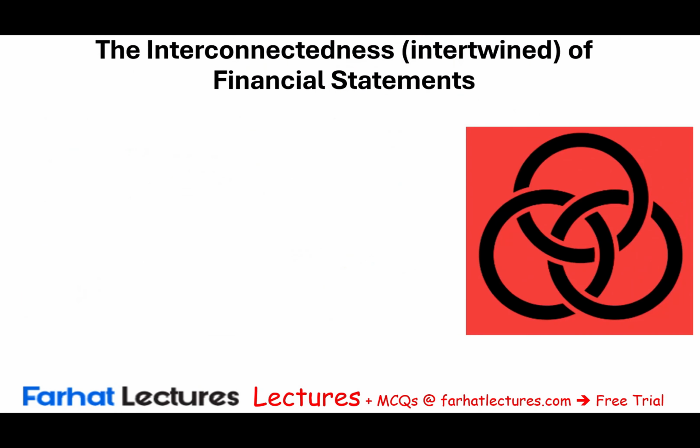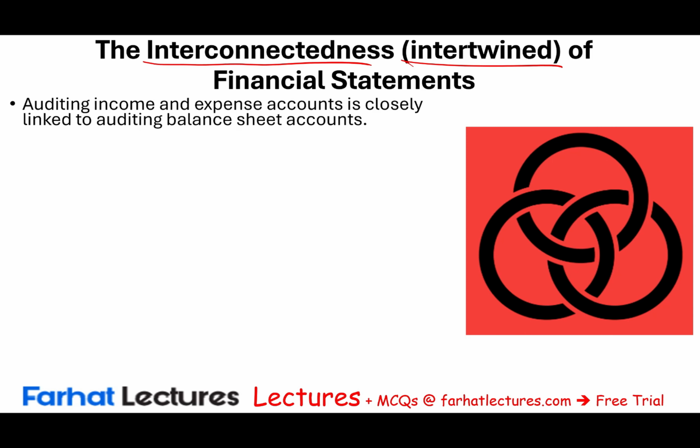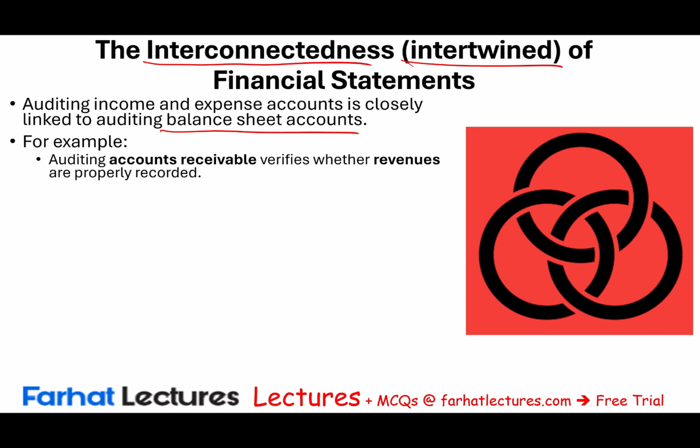So the first thing I want to remind you, or just refresh your memory about, is the interconnectedness, or the intertwining, of the financial statements. So auditing the income and expense account is closely related to auditing the balance sheet account. How? For example, when you audit accounts receivable, you are really verifying revenues at the same time, because when you debit a receivable, you are going to credit a revenue. So knowing that the receivable is correct, the revenue is correct as well.